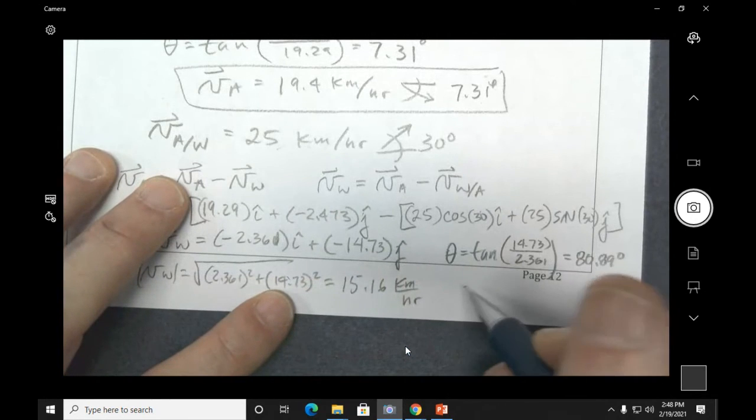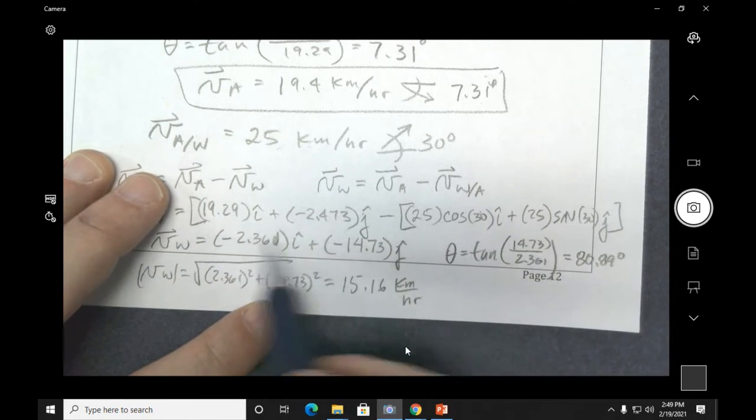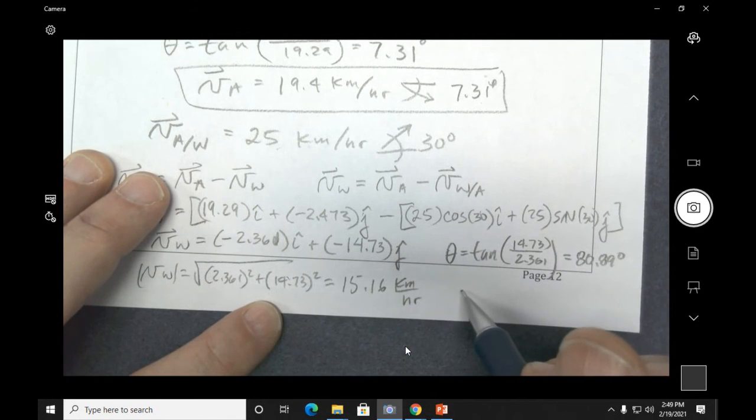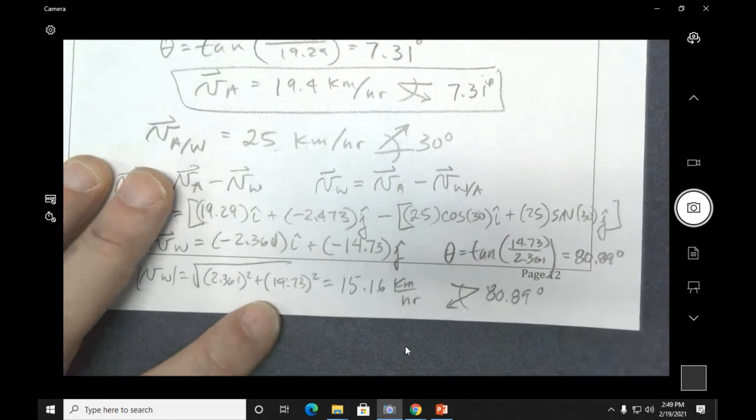So if I was going to write that out as the velocity of the wind, they're both negative, so it's going to be in quadrant 3, right? So it's going to be right down there at 80.89 degrees.